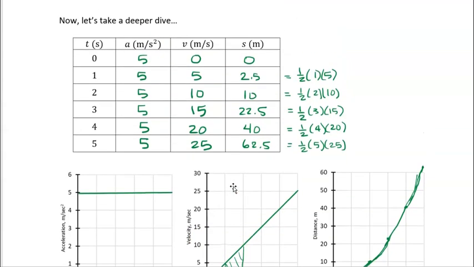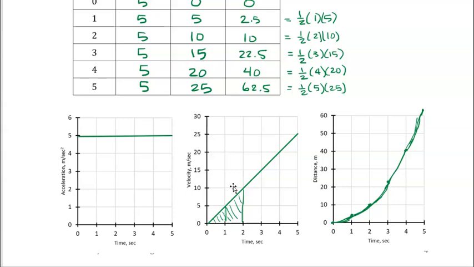So there we go. Now what we've done is we started with acceleration and we worked backwards to velocity and then all the way to distance. So we've started with the second derivative, essentially, worked our way from the first derivative and all the way back to the displacement function.